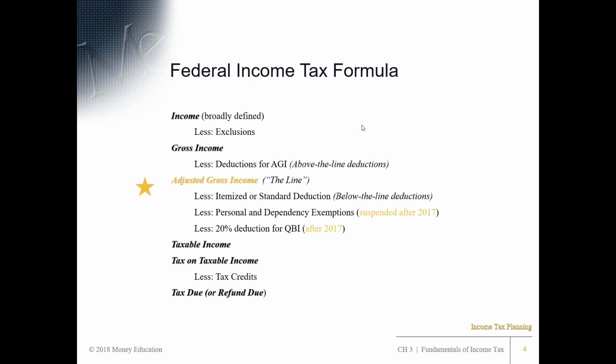From gross income, you're going to subtract itemized or standard deduction, and the standard deduction has increased significantly for 2018. Less the personal dependency exemptions, which are not available for 2018. Less QBI, which is only for 2018 or later, you get your taxable income, and then your tax on taxable income less any credits. A credit is a dollar for dollar reduction in tax. A credit is better than a deduction, because with a deduction you just get that amount times your tax rate, so you don't get that full amount.